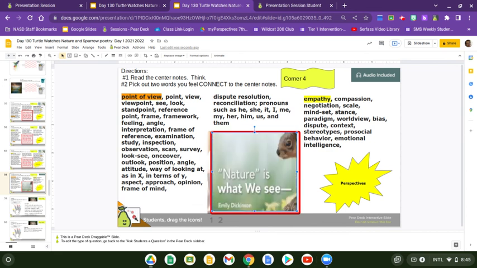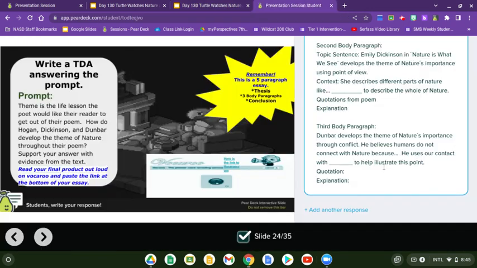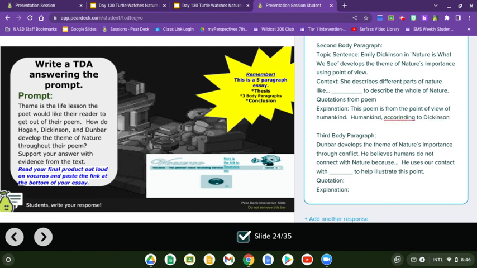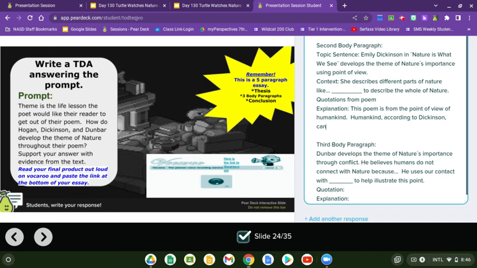All right, so I'm feeling better already. Point of view we already used up here for Emily Dickinson, so we might use it again down here. This poem is from the point of view of humankind. Humankind, according to Dickinson, cannot, and I'll let you finish the poem there.